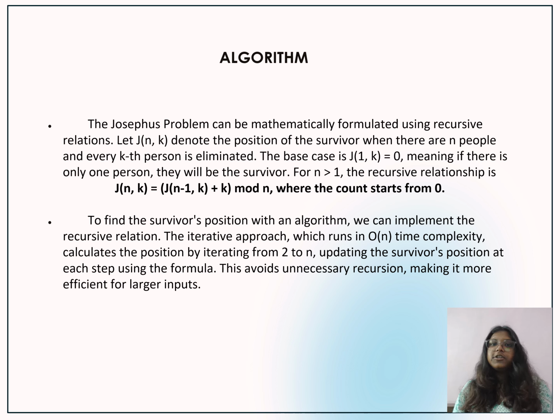person. We also have a base case, which means if there is only one person, they survive. So J of 1 comma k is equal to 0. This formula is powerful, but it can be slow for big numbers. So we also use a loop method called the iterative approach. This method uses a simple loop and is faster, especially for bigger numbers.